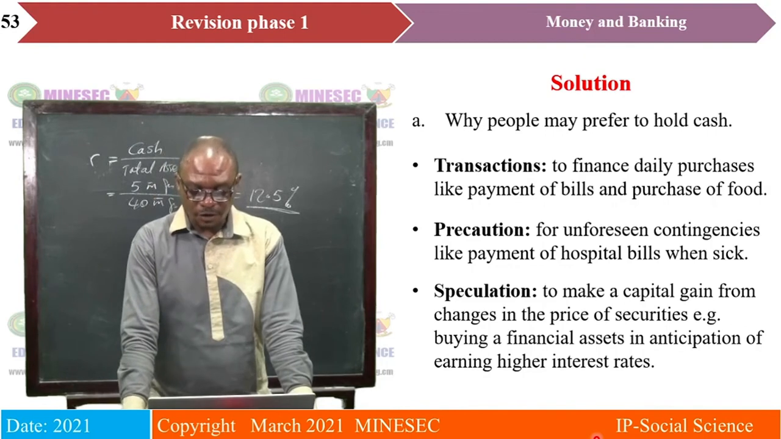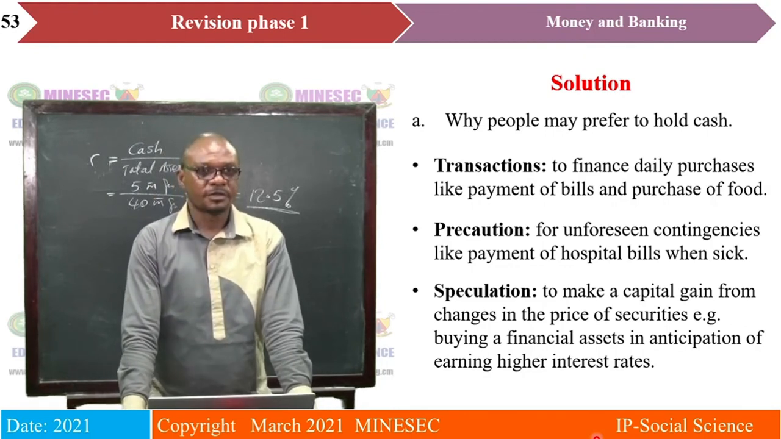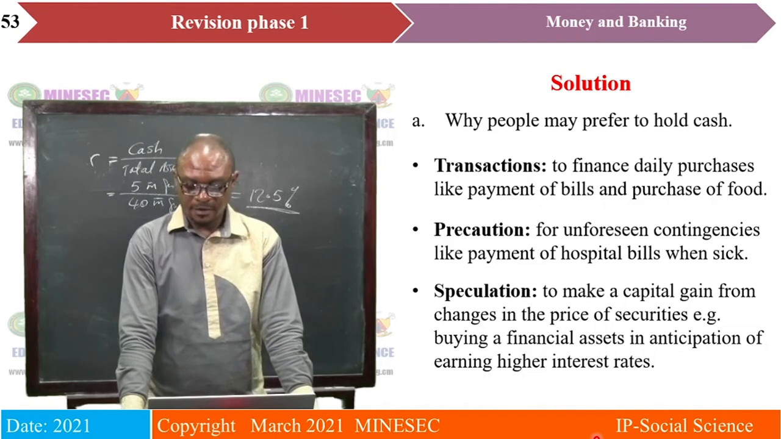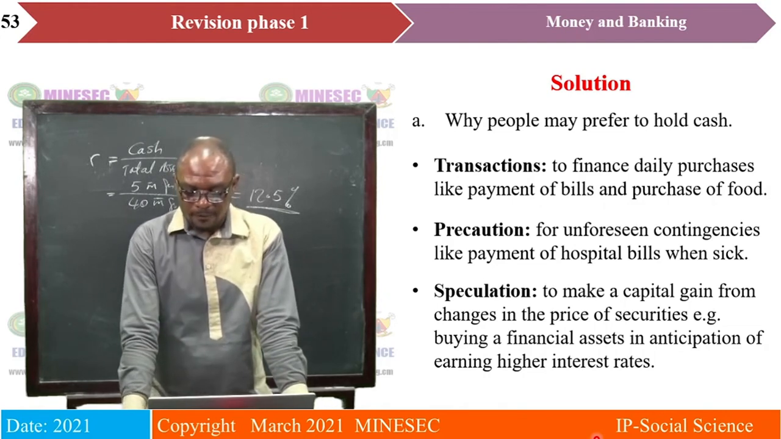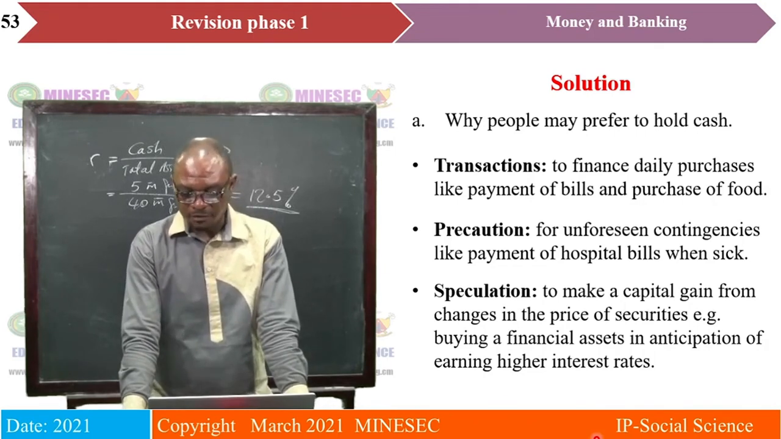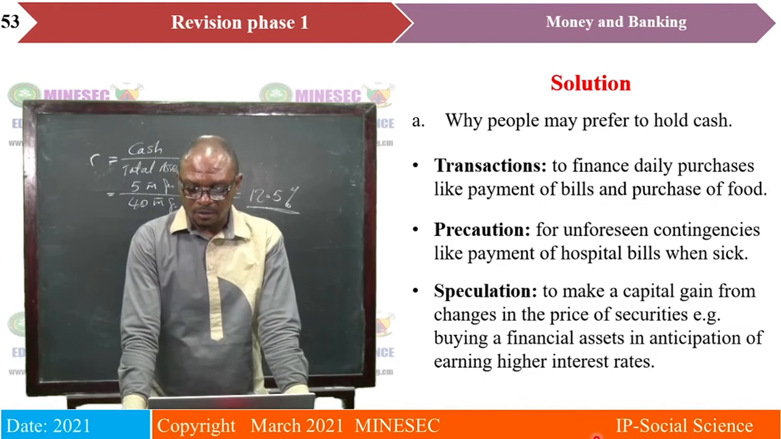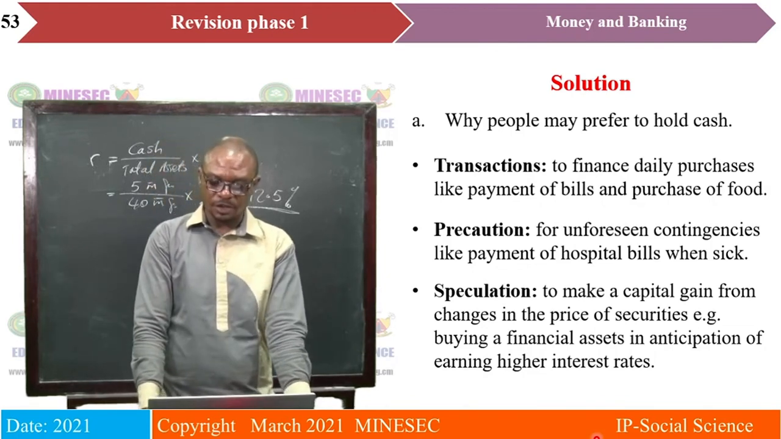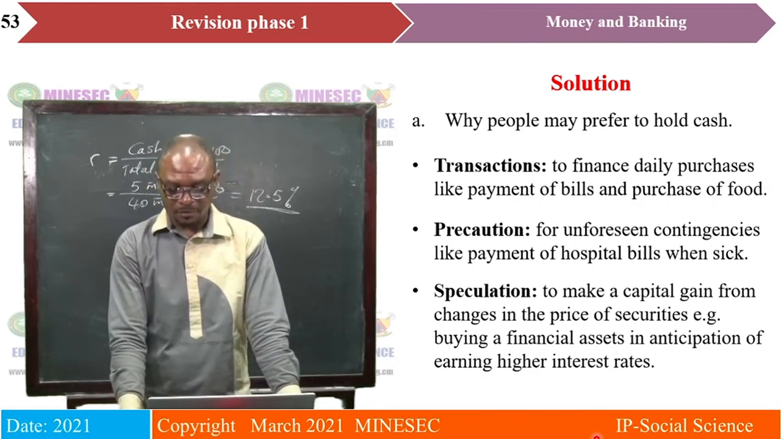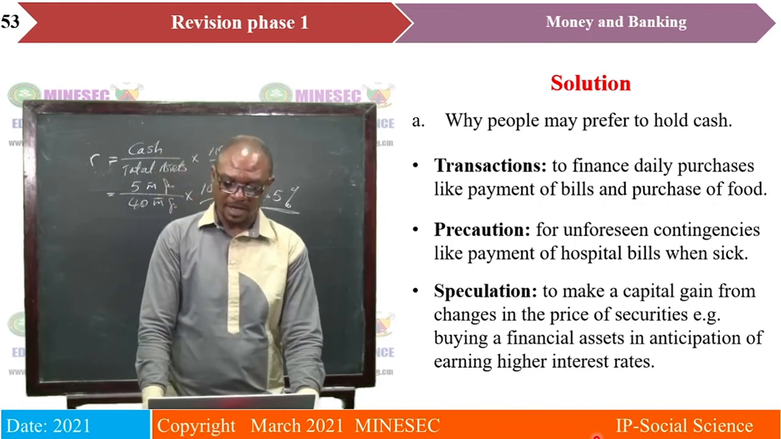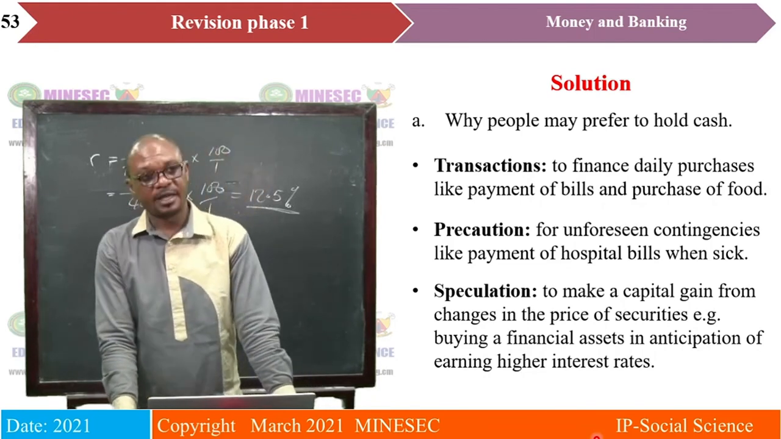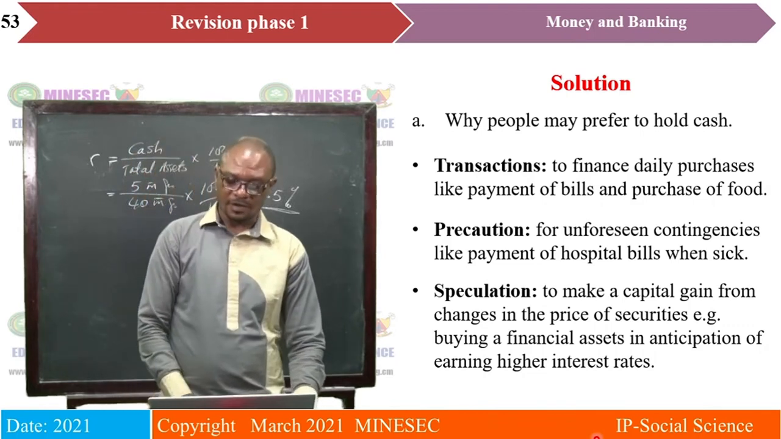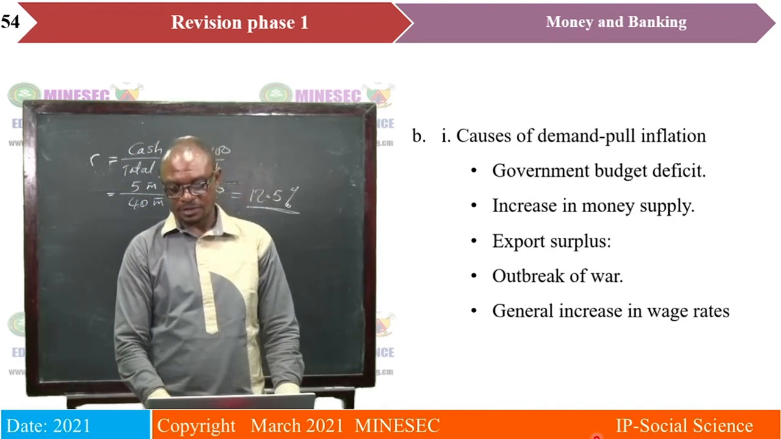Secondly, for precaution. This is as a convenience to guard against unforeseen contingencies, like payment of hospital bills when sick, or when involved in an accident or any other form of emergency. And finally, speculation, to make a capital gain from changes in the price of securities, like buying a financial asset in anticipation of earning higher interest rates.